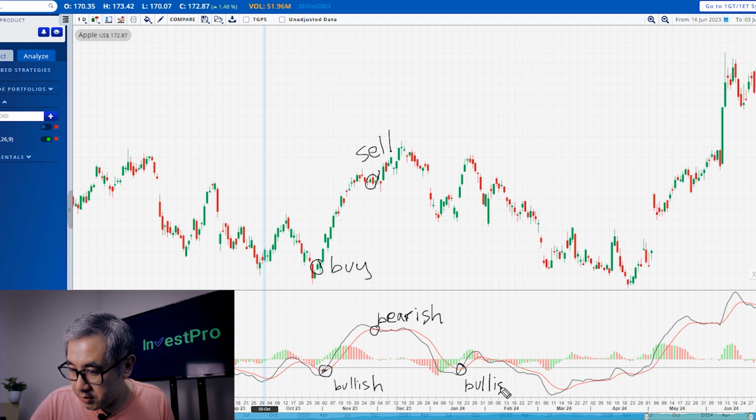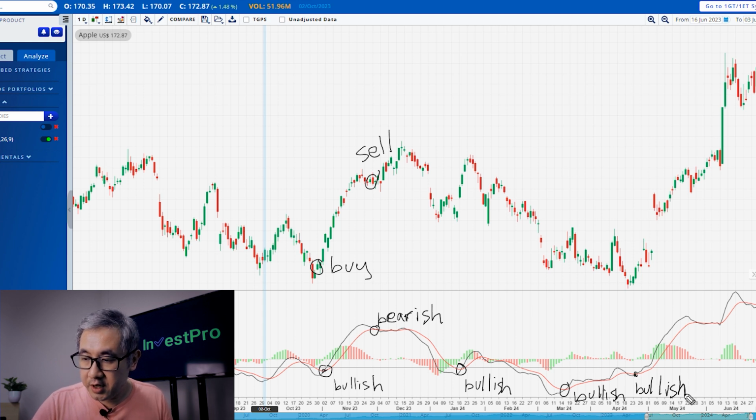And also over here is kind of bullish. And then over this side is also bullish. So simply, when the black line crosses above the red line, it shows bullishness in the market, and traders like to buy when the market is bullish.